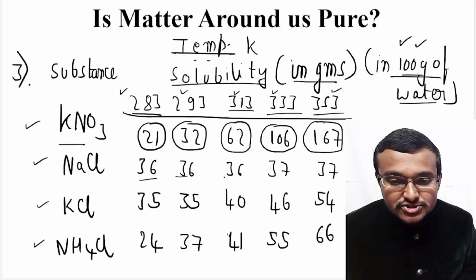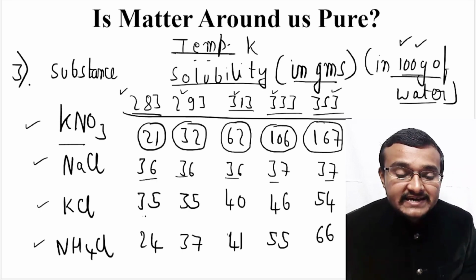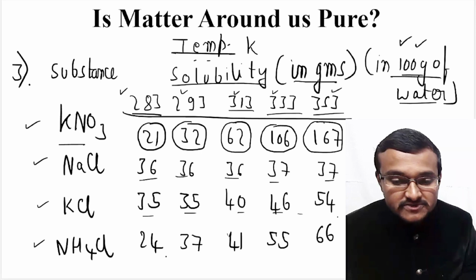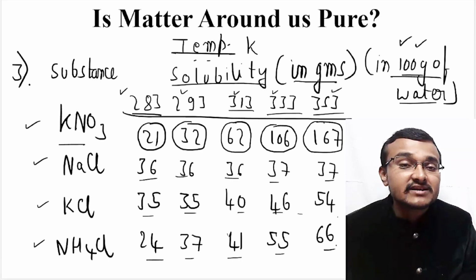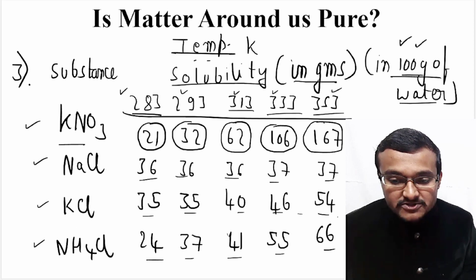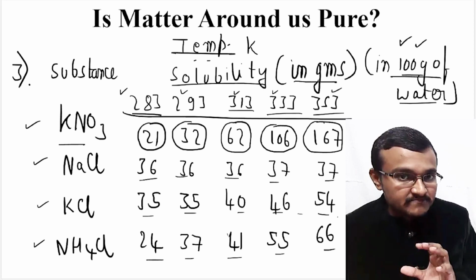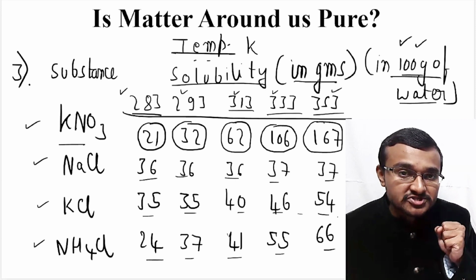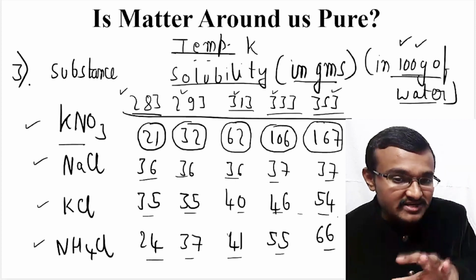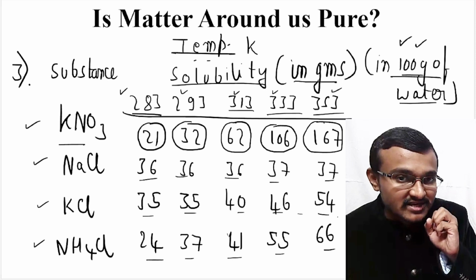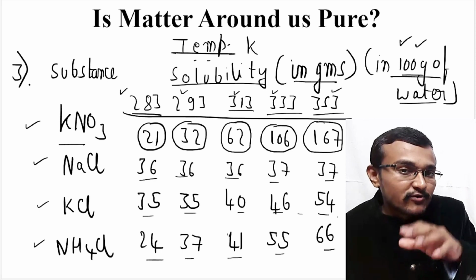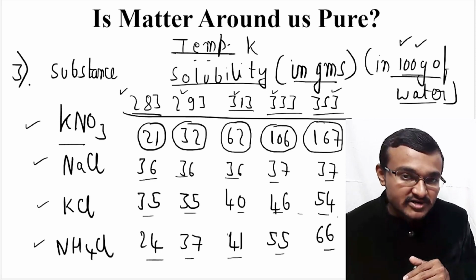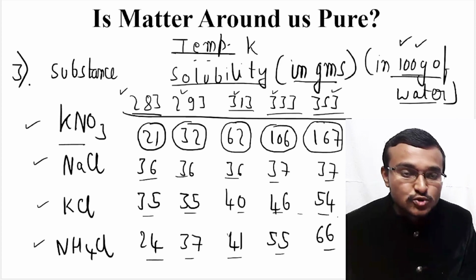Similarly, for NaCl and KCl they have given different values, and for ammonium chloride, that is NH4Cl, also they have given different values. So now I have explained the background of this question. Based on this data, there are a few other questions in this third question, and you should go on answering those questions.